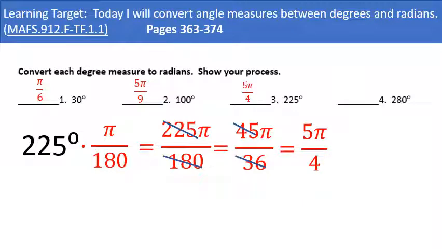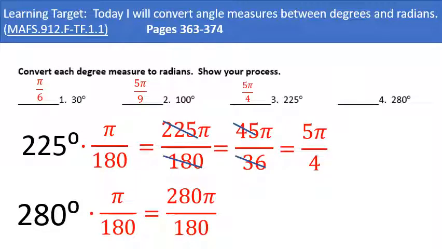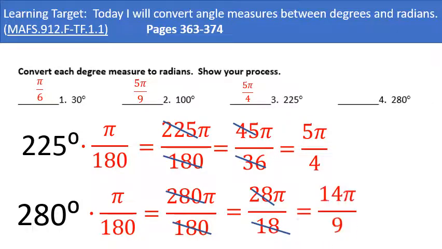Did you get it right? Number 4, 280 degrees. Multiply it by pi over 180. 280 pi over 180. I always like it when they both end in 0 because you can divide the top and the bottom by 10, and boom, those zeros are gone. 28 pi over 18, 14 pi over 9. Leave it just like that.